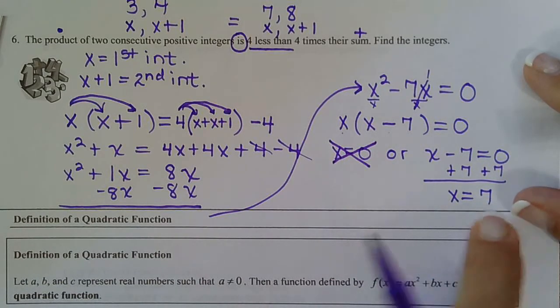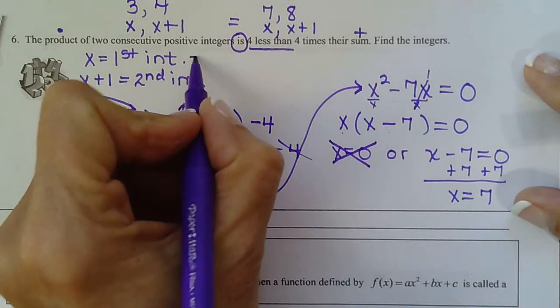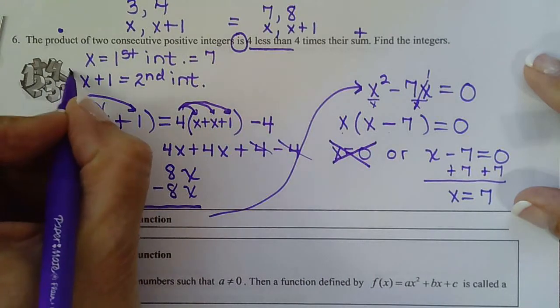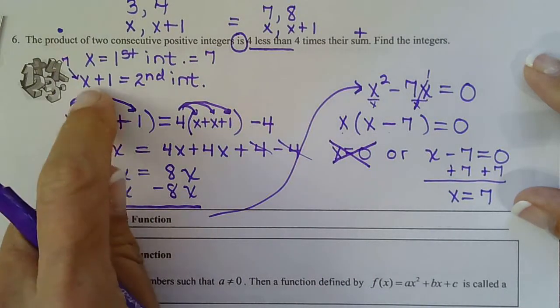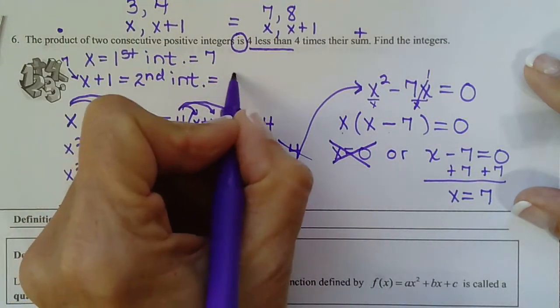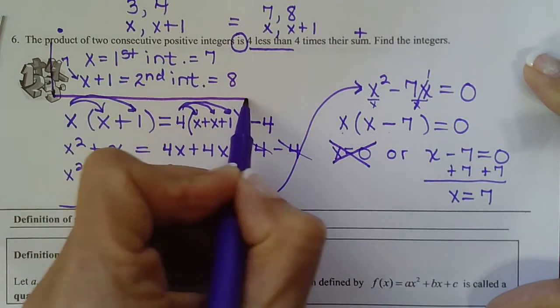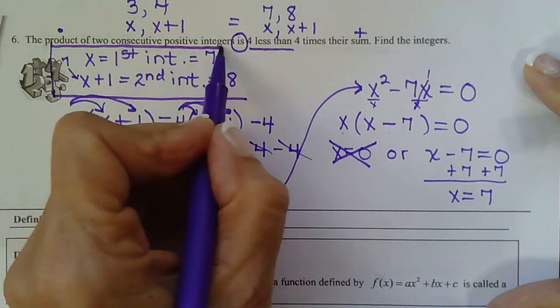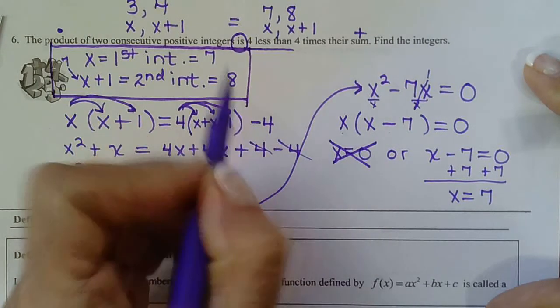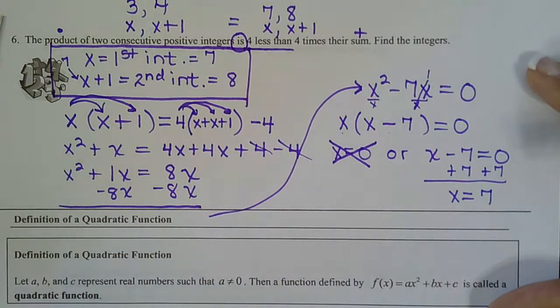So since this one is, I go up here and I say, okay, x is 7, then put my 7 right there. 7 plus 1, the second consecutive integer is 8. And they're both positive. They're both right in a row. That was a guess up there. Totally random, but it was a good guess after all, huh? So there we have it.